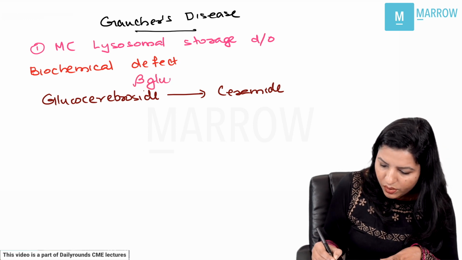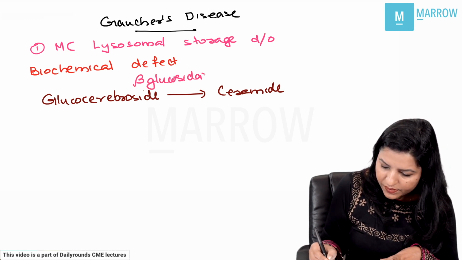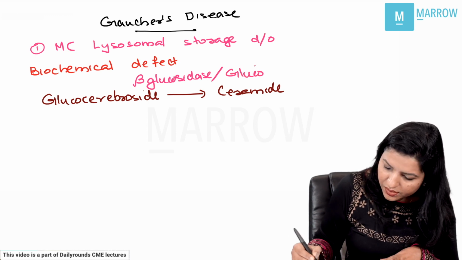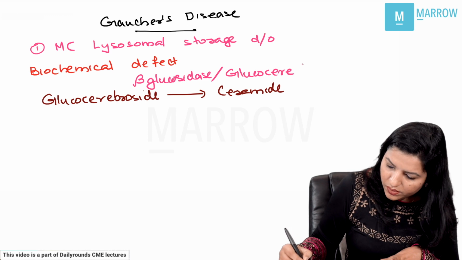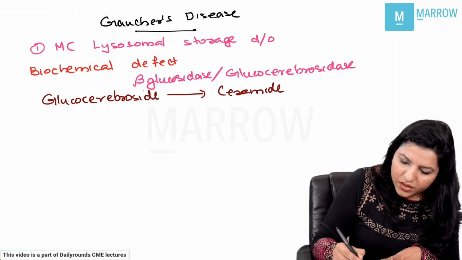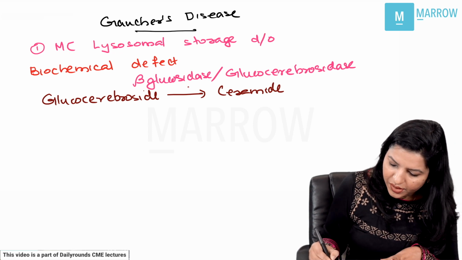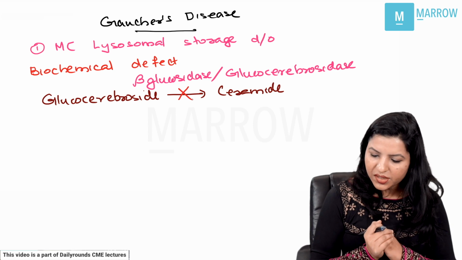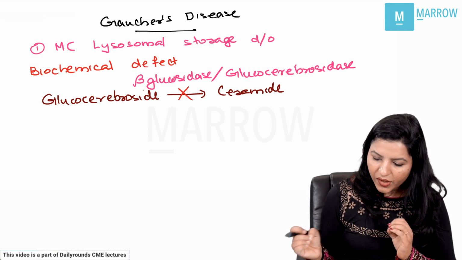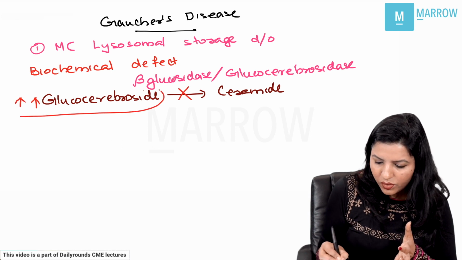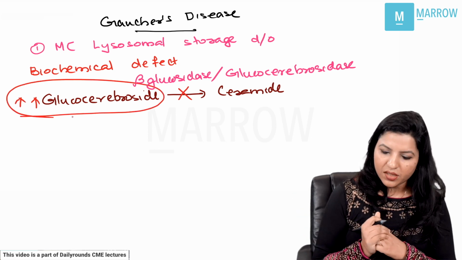beta glucosidase, otherwise called as glucocerebrosidase. So here the defect is in this enzyme, beta glucosidase or glucocerebrosidase. If this is defective, what is accumulating here? It is very evident that glucocerebroside accumulates.